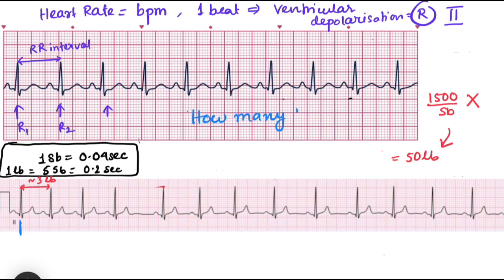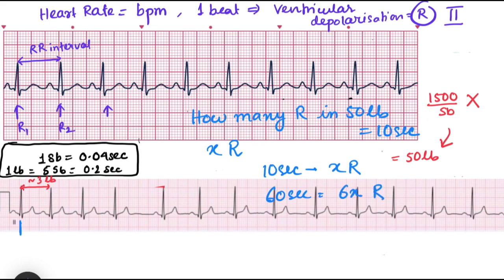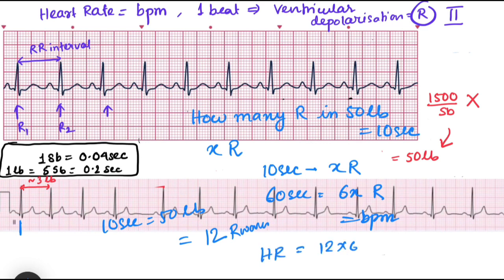Now we will calculate how many R waves there are in 50 large boxes, that is 10 seconds. Suppose we get X number of R waves. So 10 seconds contains X R waves or X beats. So 60 seconds will have 6X R waves, and that will be the heart rate. Suppose in a 10-second duration, that is 50 large boxes, we get 12 R waves. So the heart rate will be 12 into 6, that is 72 beats per minute.